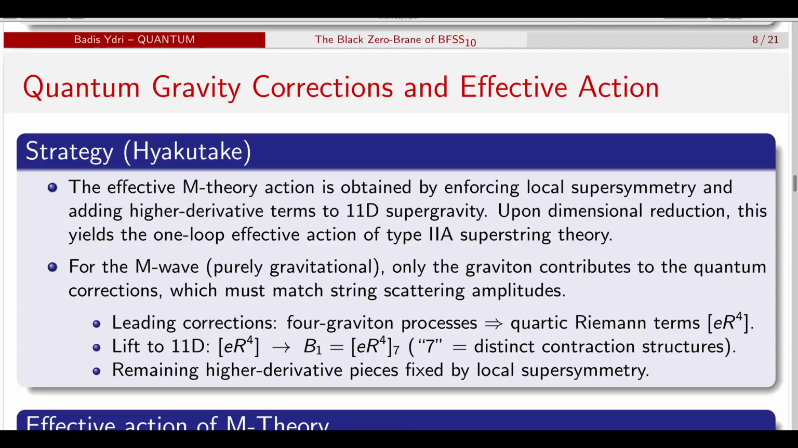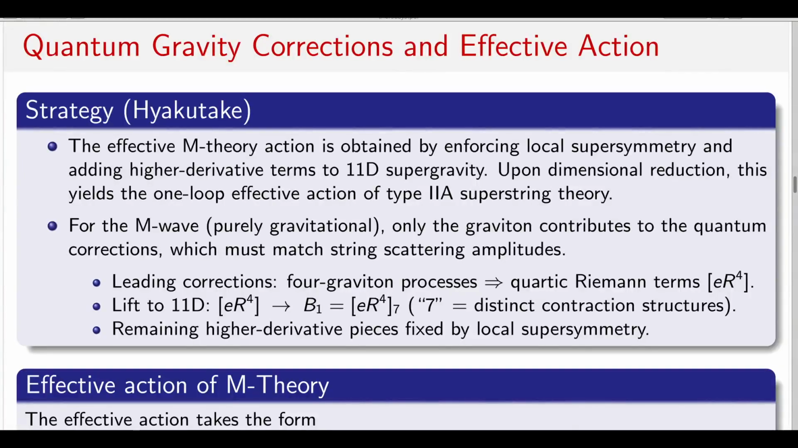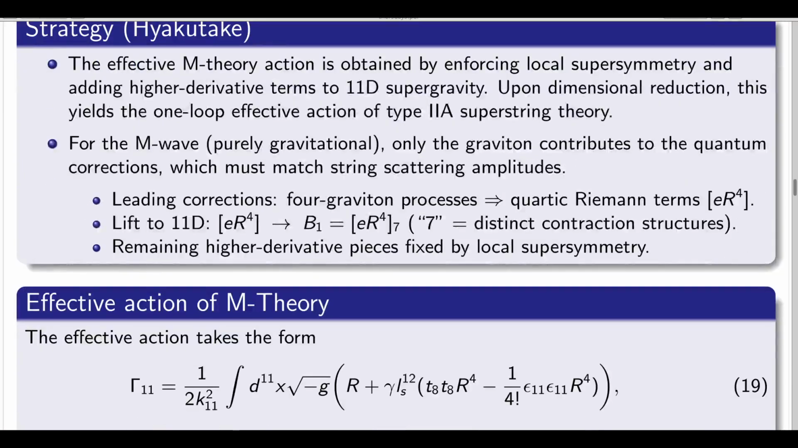For the M-wave background, only the graviton sector contributes, since the three-form field A3 is set to 0. The leading correction comes from 4-graviton scattering processes, which generate quartic curvature terms of the form R^4. The coefficients of these terms are fixed uniquely by local supersymmetry and by matching to string scattering amplitudes.